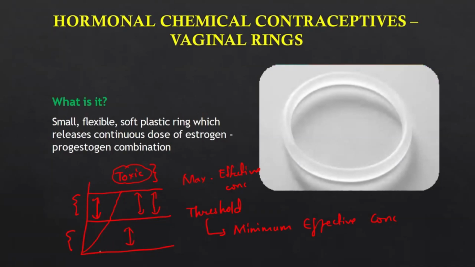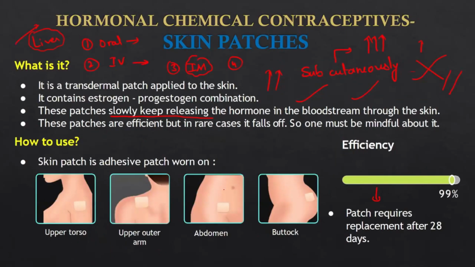So to reach this concentration, if it is IV, it will take a very short duration, like 5 minutes, or even 1 minute. Okay, the drug concentration will reach the effective concentration level. But if you take skin patches, to reach the minimum effective concentration it takes at least 30 or 40 minutes, and then it will maintain that concentration level for the long term. So it will show long acting release. So it slowly keeps releasing the hormone into the bloodstream and it will maintain for a longer duration.